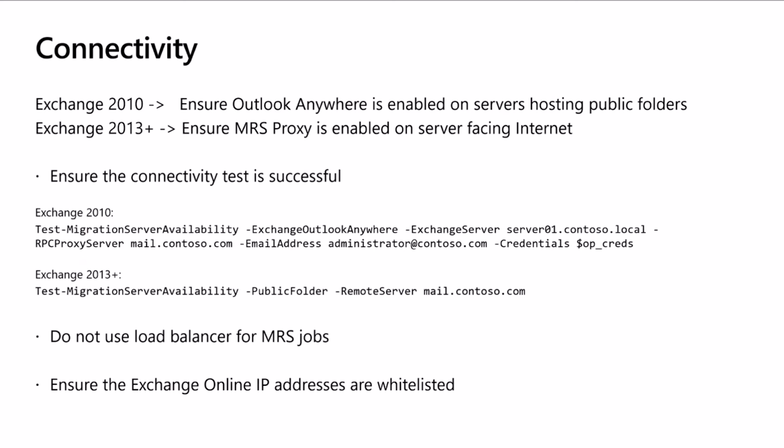It is best to ensure the service account being used to migrate public folders can access Exchange 2010 public folders from the internet. You can use the Exchange Remote Connectivity Analyzer tool to perform this test, or you can use an Outlook for desktop client from the internet and ensure the connectivity to public folders works successfully. You can also use the test migration server availability command and ensure the connectivity from Exchange Online to the source public folder servers works fine.